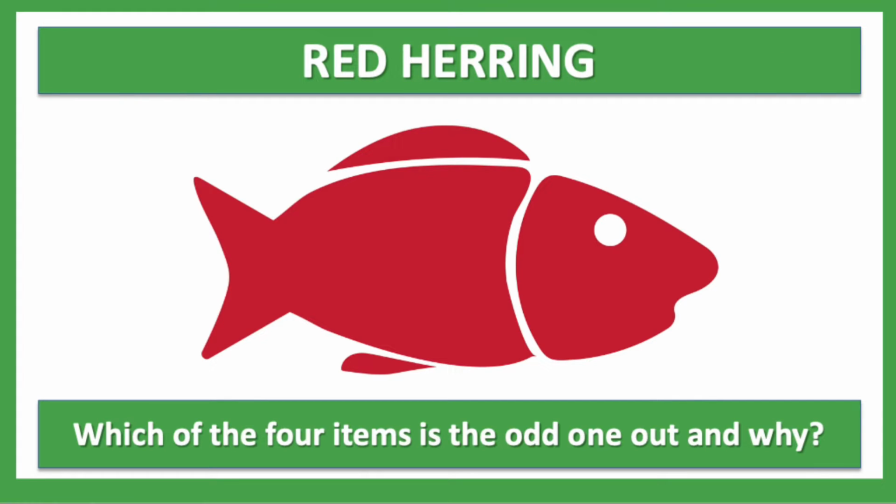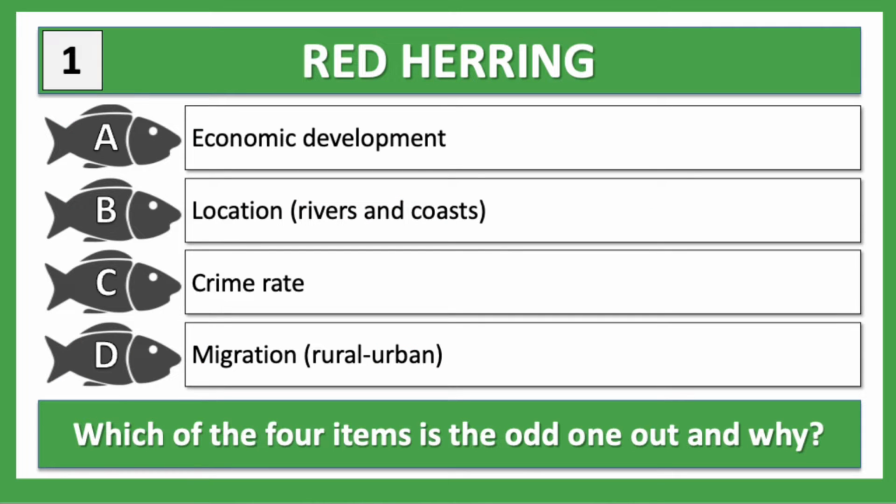Okay, we're going to move on to a red herring activity. So for each of these, you will see 4 items. One of them will be the odd one out. You need to work out what it is and why. So our first one here is economic development, location, so rivers and coasts, crime rate, and migration, rural to urban. Which one of those is the odd one out and why?